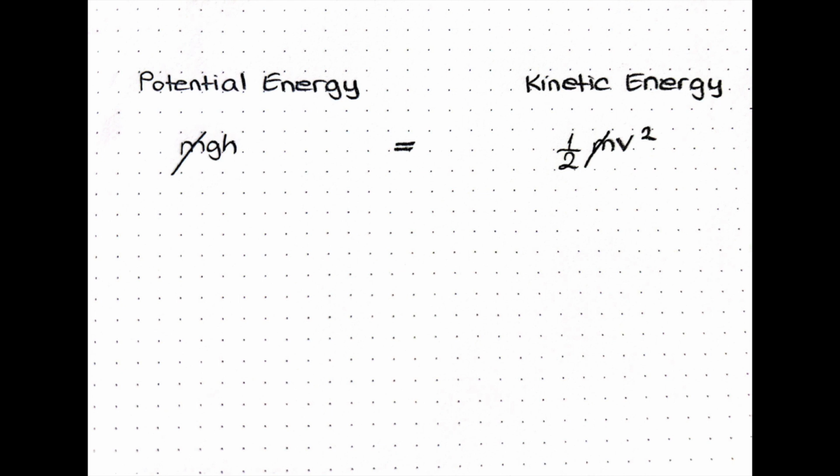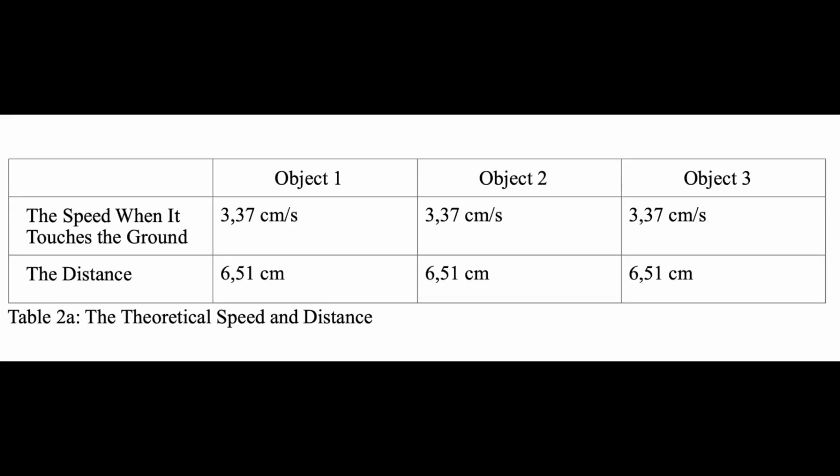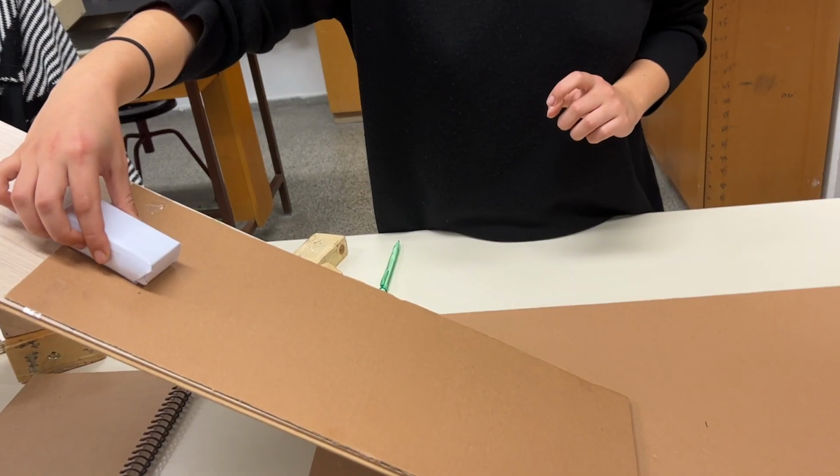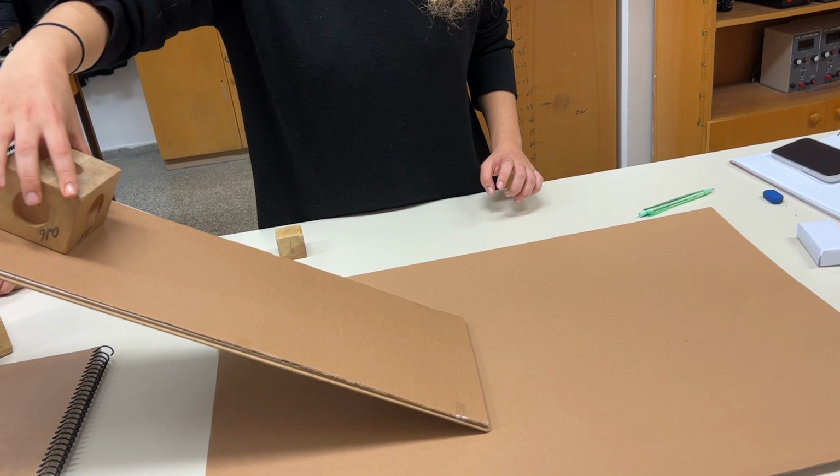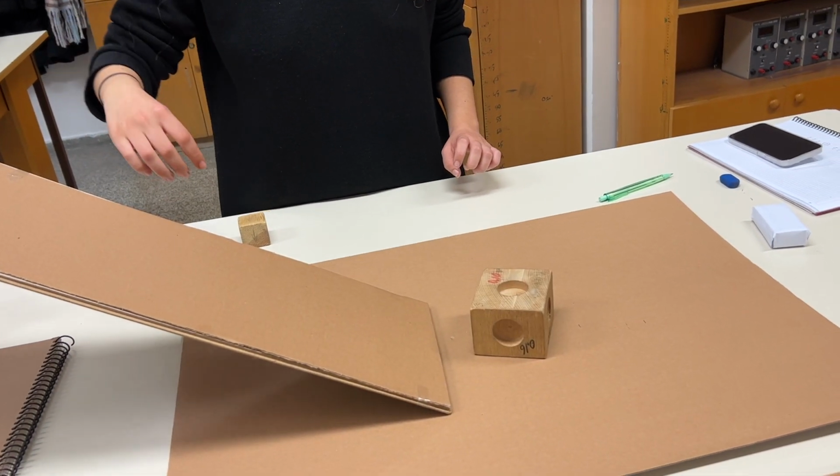Since mass is common to both the potential and kinetic energy formulas, their speed and the distance they travel on the ground should not depend on mass. Theoretically, the distance they cover on the ground should be 6.51 centimeters and their speed should be 3.37. I drop the objects on the inclined plane, measure the distance they travel, and find their initial speed accordingly.